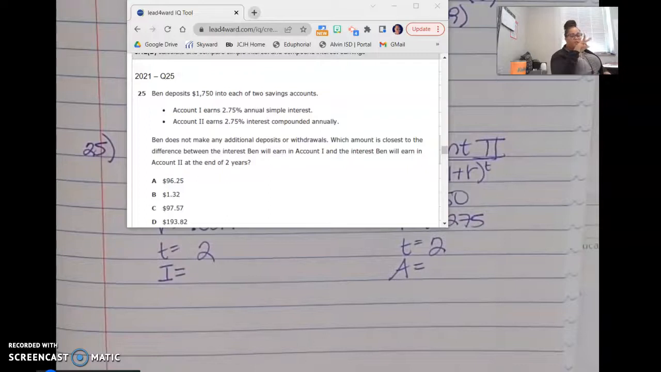Okay, I need both formulas: I equals PRT, and A equals P times (1 plus R) to the T. Ben does not make any additional deposits or withdrawals. Which amount is closest to the difference between the interest Ben will earn in account 1 versus account 2 after 2 years? Okay, you need to make note of this.